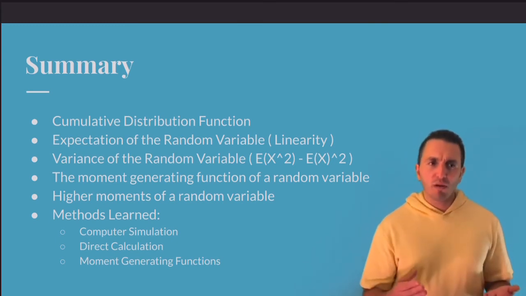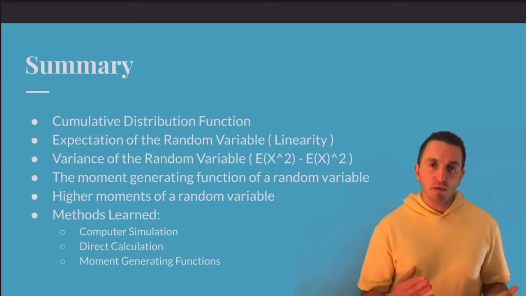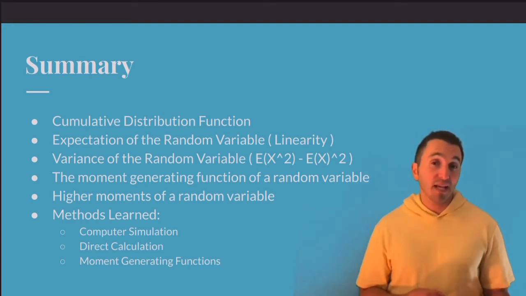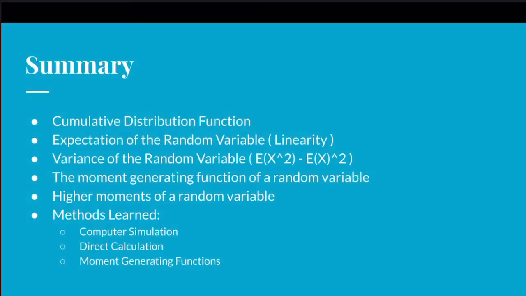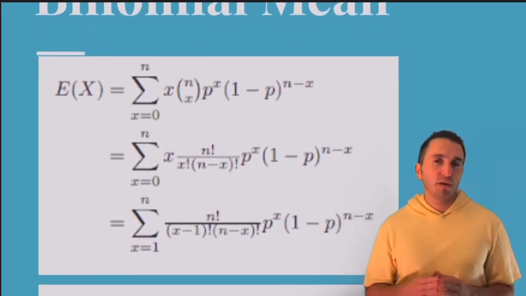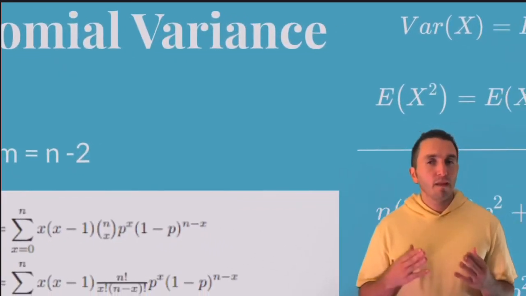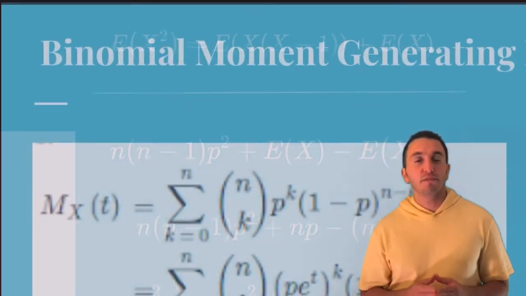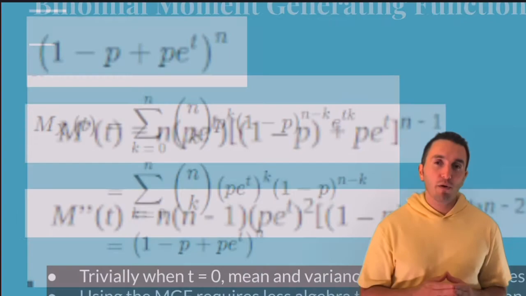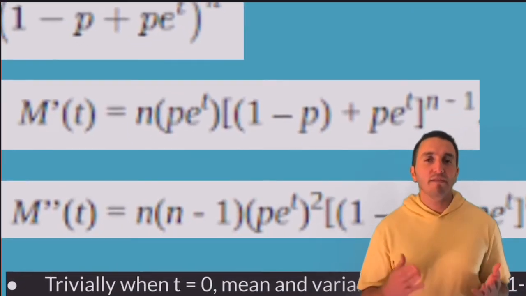So now we're going to go to one of our favorite distributions, the binomial distribution, and we're going to calculate the expectation and the variance two ways. First, we're going to do it directly on the random variable itself. Then we're going to do it using the moment generating function. So we're going to go to our whiteboard right now, and we're going to calculate the mean of the binomial distribution.